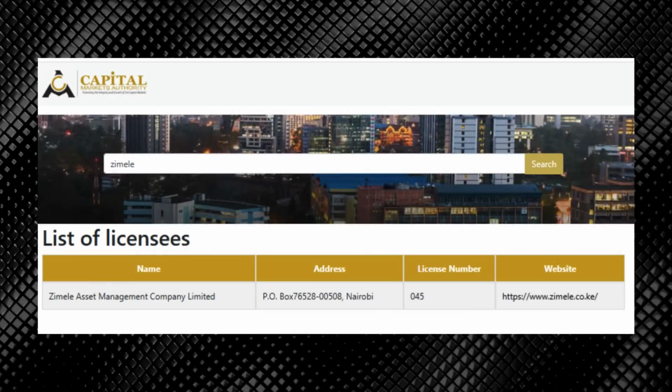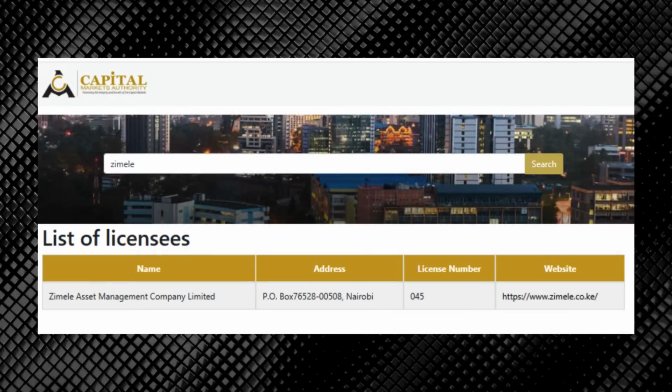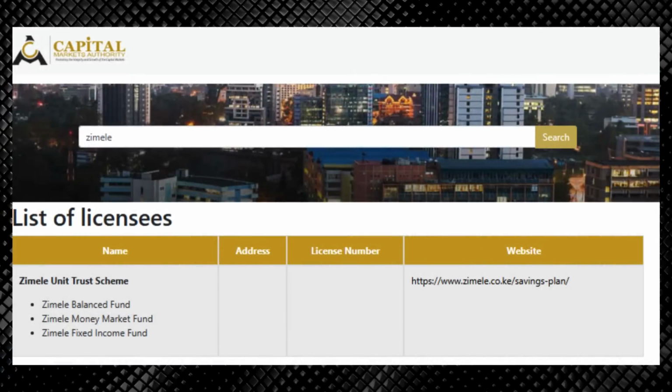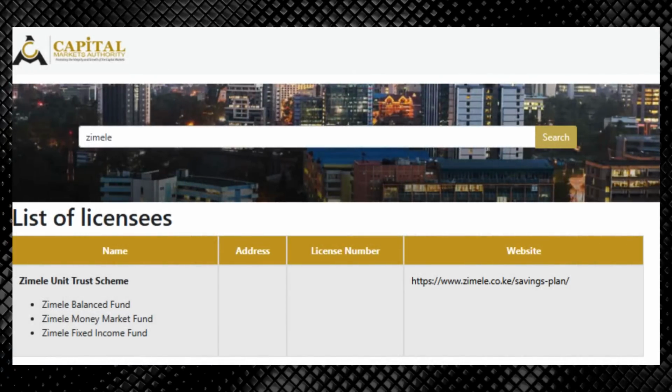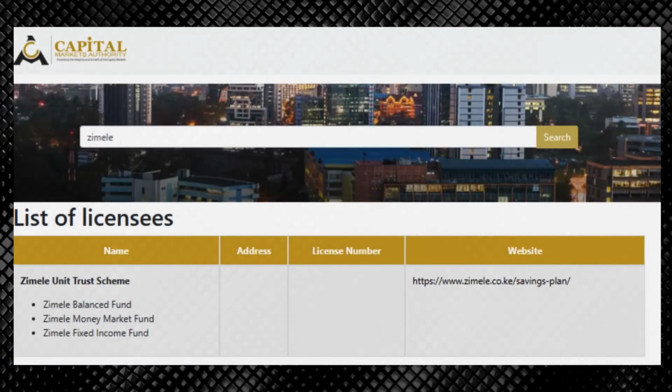So back to Zimele Unit Trust, or the Zimele Fixed Income Fund. I want to confirm that, as you can see here, Zimele is licensed by the Capital Market Authority, and the Zimele Fixed Income Fund is also licensed by the Capital Market Authority. That being said, I want to mention that the first thing before investing is to always make sure that the unit trust and its fund managers are regulated by the Capital Market Authority.